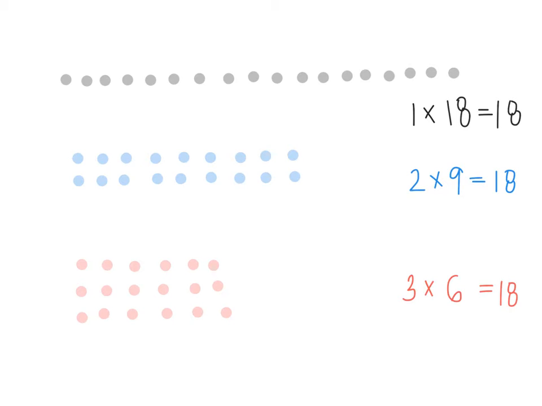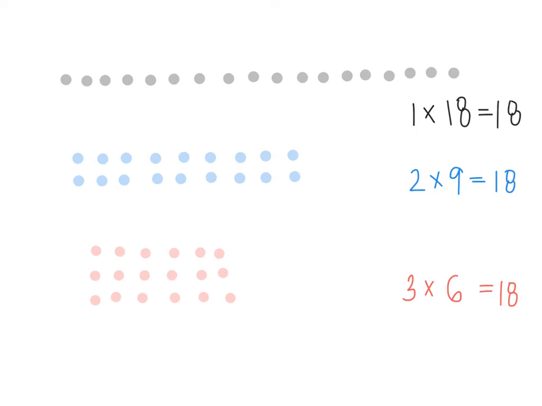Can we do it with 4 dots in a row? Can we do 4 rows, I mean? No, because 18 is not divisible by 4. What about 5? No. What about 6? Yes, we can. But that would be the same as if we turned this one on its side like this, right? So we've already done it. So now we found all the possible arrays and all the possible multiplication sentences for 18.